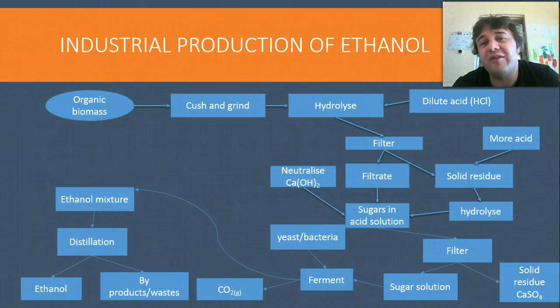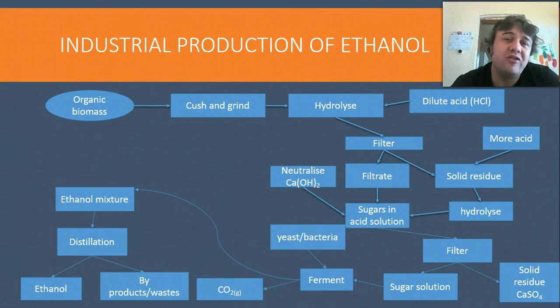So, this is the process of industrial production of ethanol. You start with organic biomass, and that's your cellulose and sugar cane and whatever. That is then crushed and ground. We then hydrolyze it with an acid, and then we filter it. We take the solid residue, add more acid, and hydrolyze it further, and it continues around until we've got as much out of that as we can. On the other side, we use the filtrate, which is sugars in an acid solution.